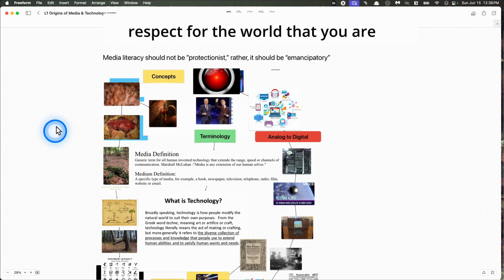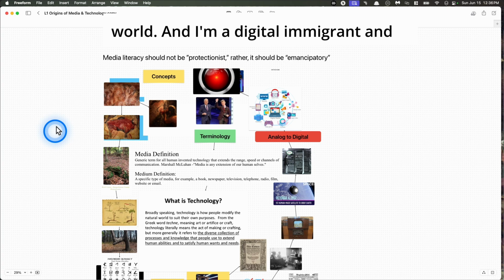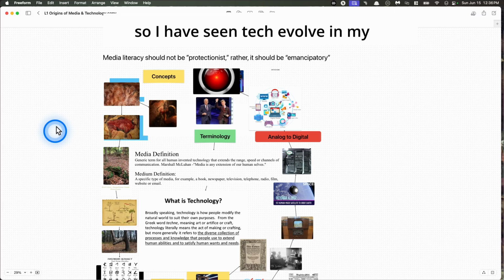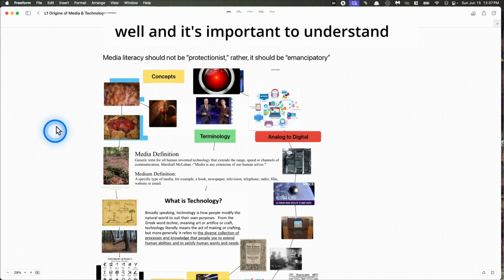First of all, I have a lot of respect for the world that you are navigating right now. I have a lot of respect for you by navigating in that world. And I'm a digital immigrant and you're a digital native. I'm 66 years old, so I have seen tech evolve in my lifetime. You are going to see it evolve as well. And it's important to understand where it all came from. So I even go further back in history.